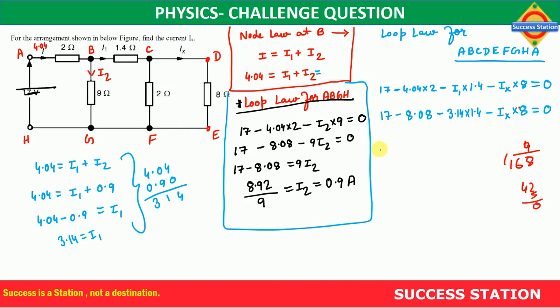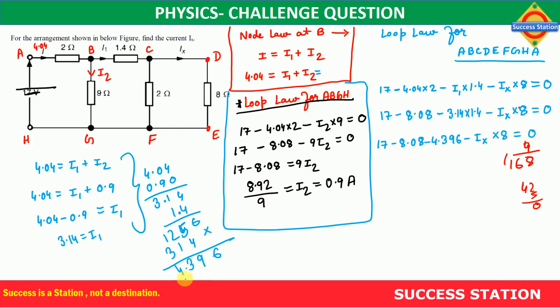You solve this, what will you get? 17 minus 8.08, and here we multiply 3.14 by 1.4. 4 fours are 16, 4 ones are 4 plus 1 is 5, 3 fours are 12, 4 ones are 4, 1, 1 one is 1, 3 ones are 3, giving 4.396 after three digits. Minus IX into 8 equals 0. Clear? So first add 8.08 here: 6 8 8 16, carry 1 is 17, 1 4 9 4 13, 13.476.